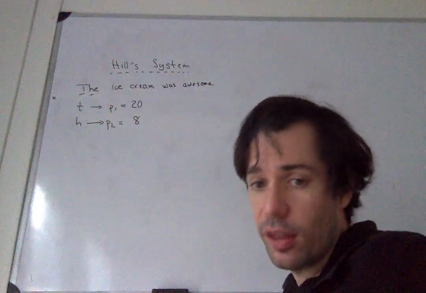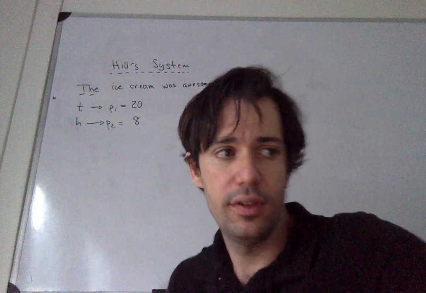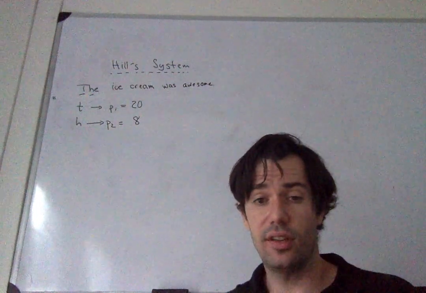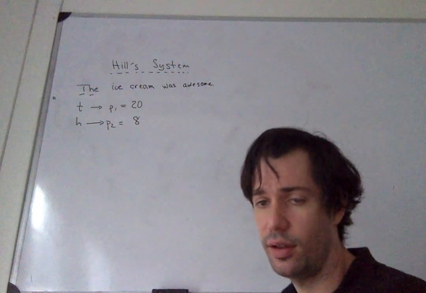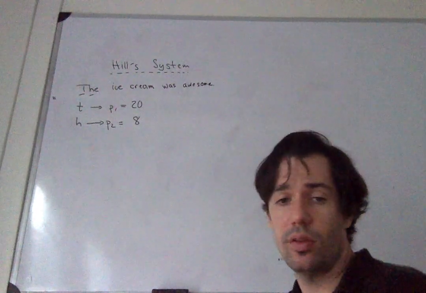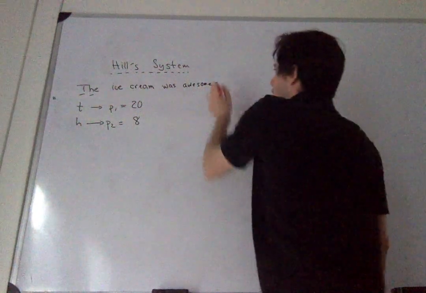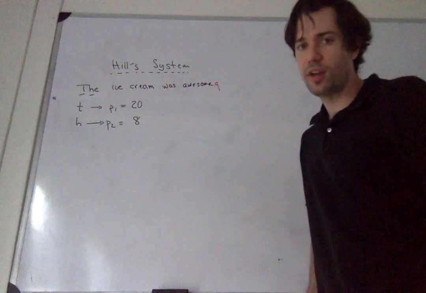So for this algorithm to work, you have to have an even number of characters in your sentence. So you can always just add a letter anywhere you want. For our purpose, we'll just stick it on to the end. So I'll just add a Q. Okay, so the ice cream was awesome, Q.